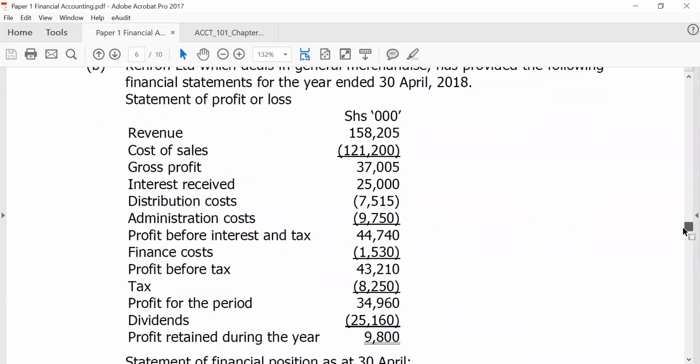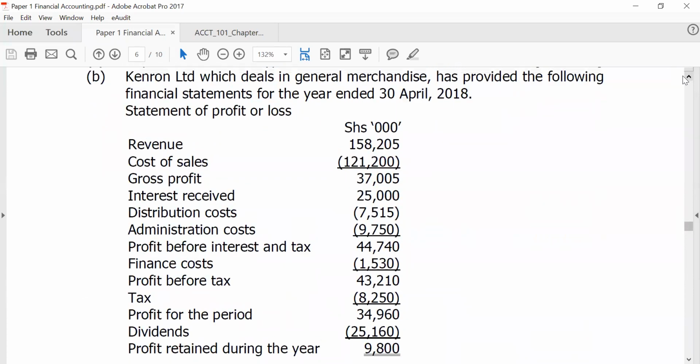Okay, so the question runs and says that Keron Limited, which deals in general merchandise, has provided the following financial statements for the year ended 30th April 2018. So we have our revenue right there. We have our cost of sales. We have our gross profit.